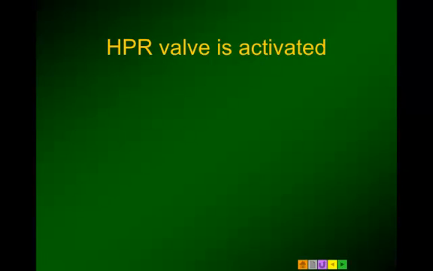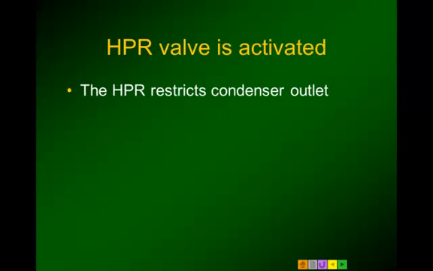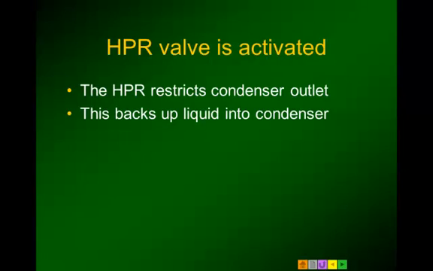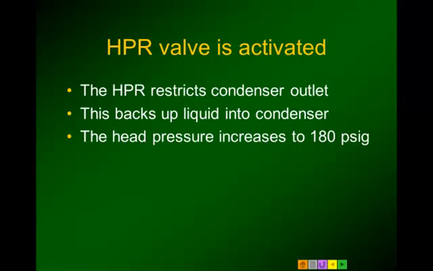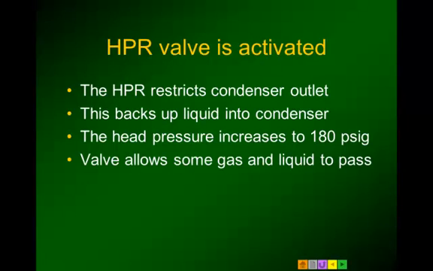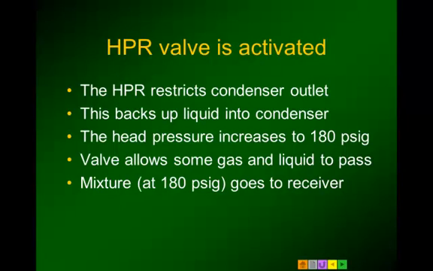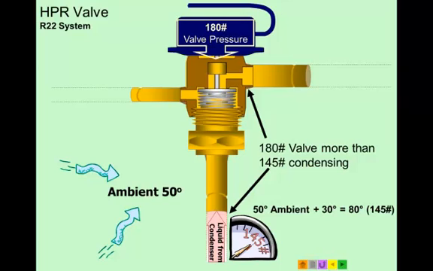So the valve will go into its activation mode. It will start to stroke. The HPR restricts the condenser outlet. This will back up liquid into the condenser, and the head pressure will go back up to the 180 pounds, which is what the valve will continuously monitor and modulate at. The valve allows some gas and liquid to pass. The mixture, which is at 180 psig, goes to the receiver.